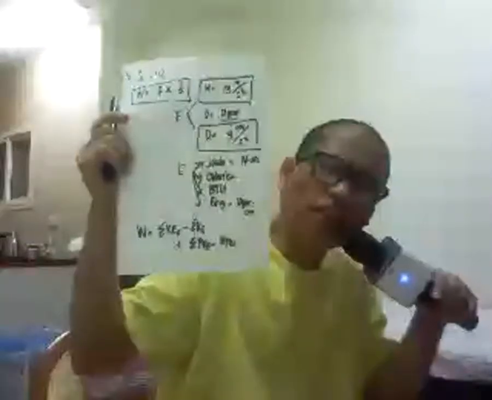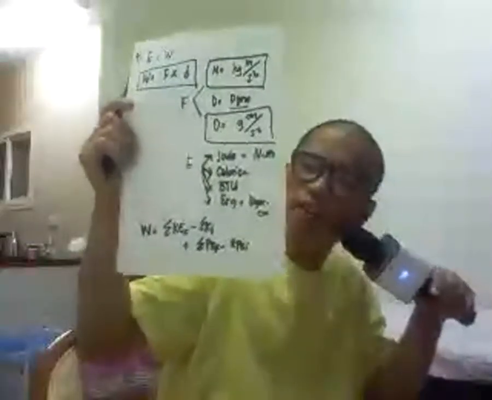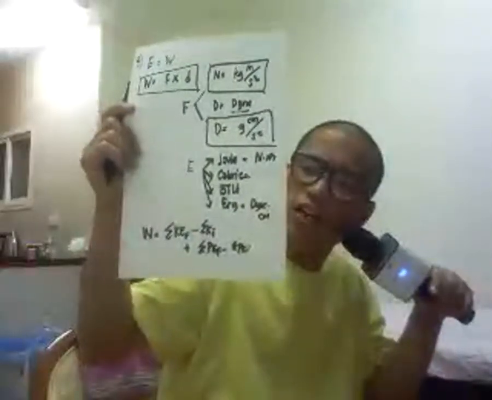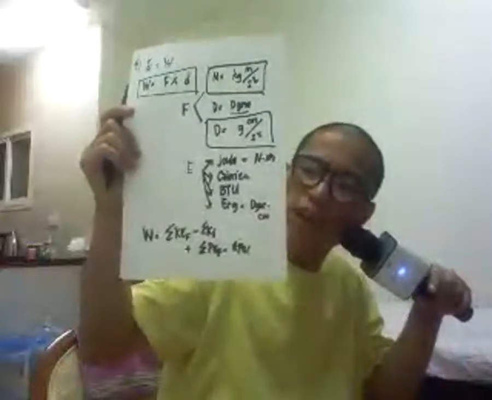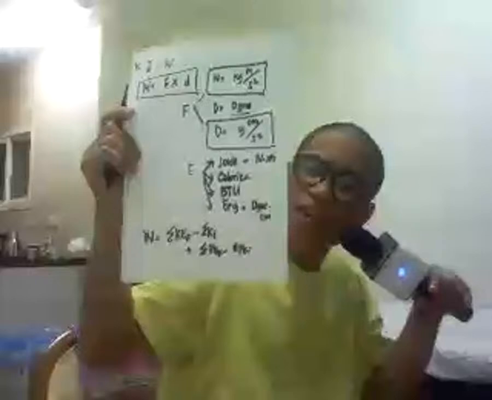Actually, this is another formula for the work. So the kinetic energy in the final minus the kinetic energy in the initial, plus the potential energy in the final minus the potential energy in the initial. It looks like it's starting to be difficult, right?